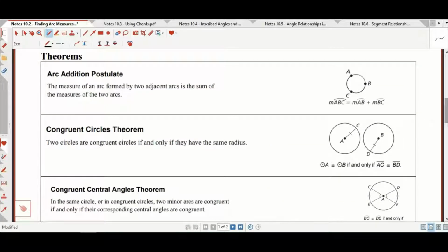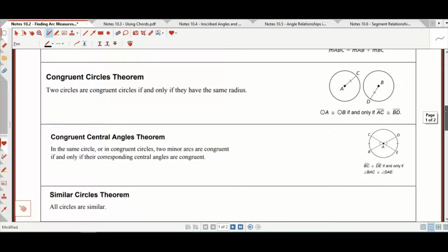There are some theorems here. Arc addition postulate: the measure of an arc formed by two adjacent arcs is the sum of the measures of the two arcs. That makes sense. From A to B to C is the same as A to B plus B to C. That makes sense.